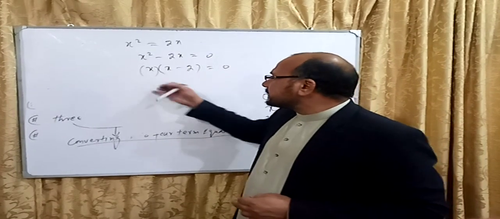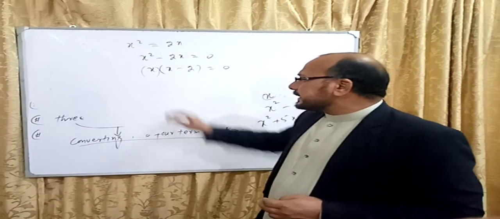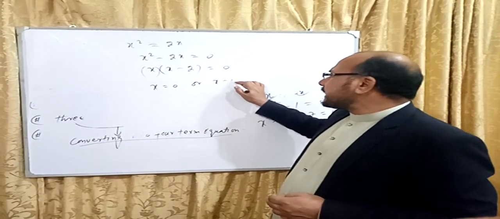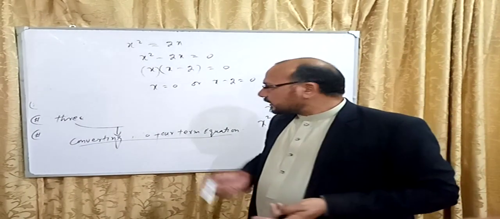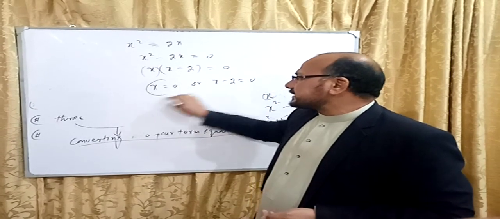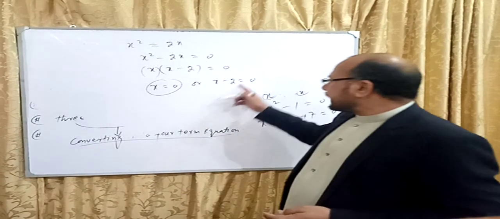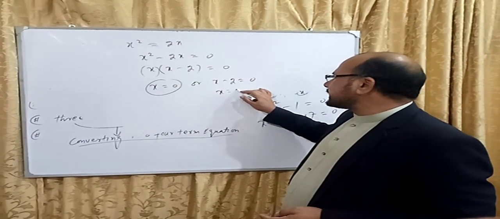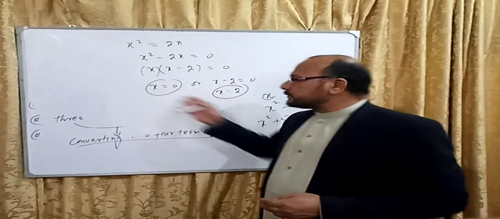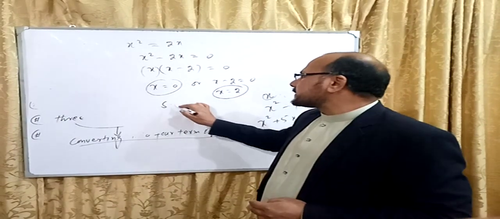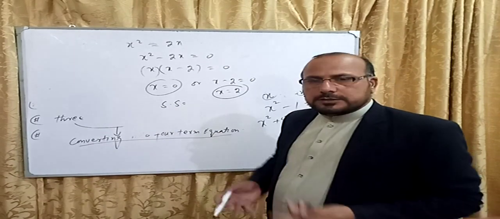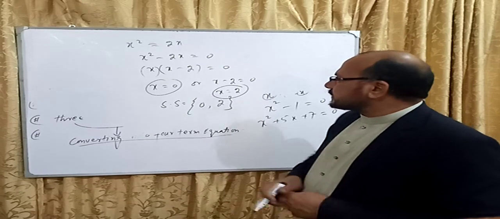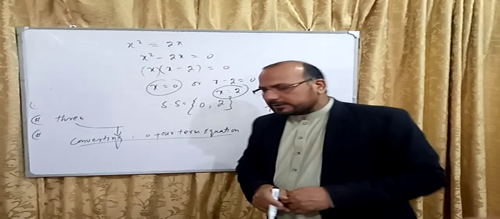Now if the product of these two factors is equal to 0, it means that x equal to 0, the first factor, or x minus 2 equal to 0, the second factor. So x equal to 0 by itself is a value, and here you can shift this minus 2 to the other side, so you get the value of x, which will become 2. So we have two values. In this particular case, you have the solution set. S.S means solution set. It will become 0 and 2. This is the solution set of this particular equation.